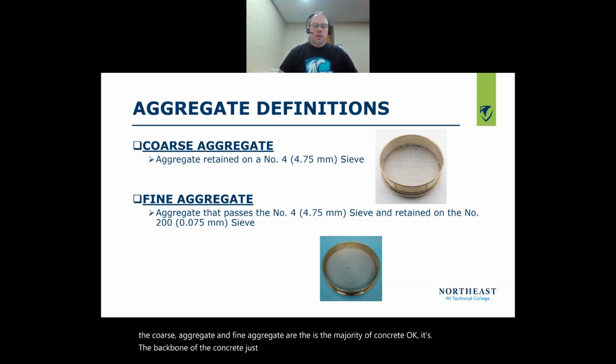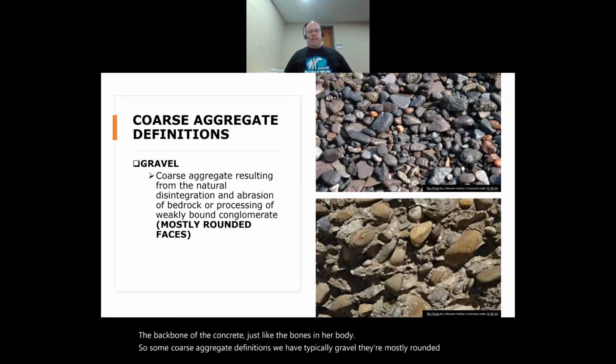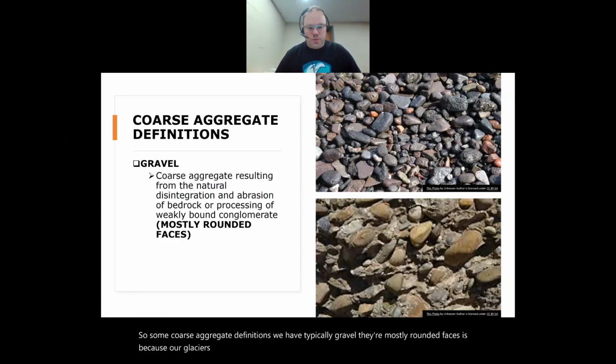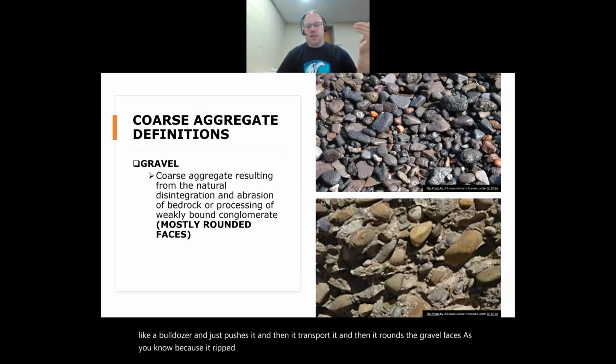So some coarse aggregate definitions. We typically have gravel. It's mostly rounded faces because we were in a glaciated area. The glaciers advanced and retreated several times over 100,000 years. Our latest retreat was about 10,000 years ago. A glacier acts like a bulldozer: it pushes and transports material, and it rounds the gravel faces because it ripped off the bedrock. They call that physical weathering.